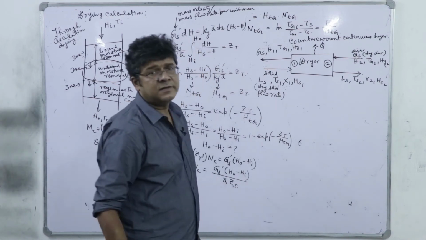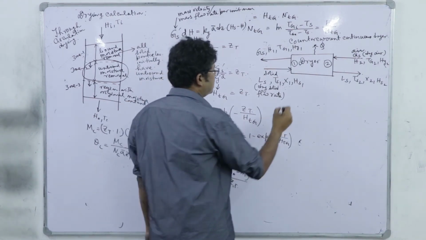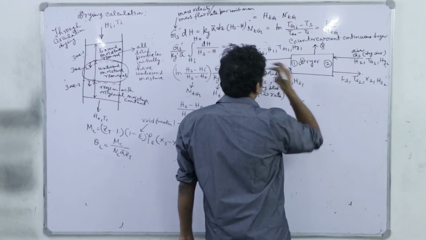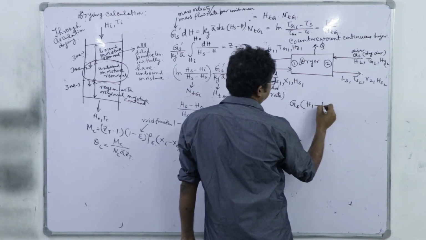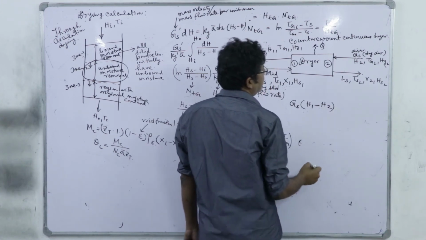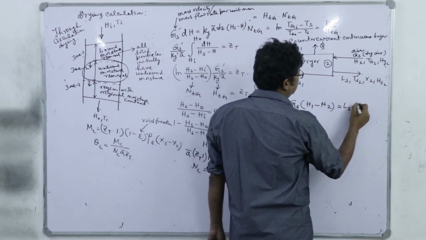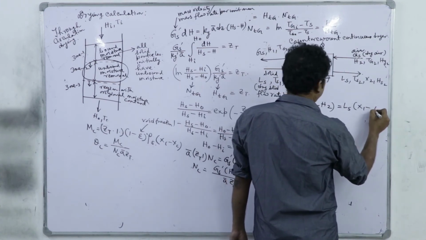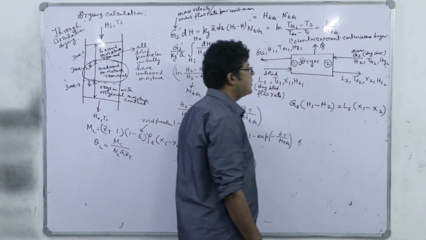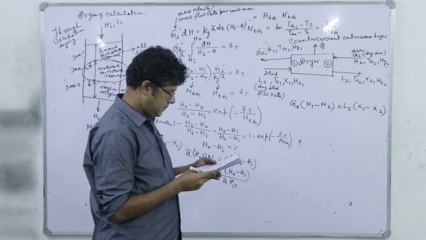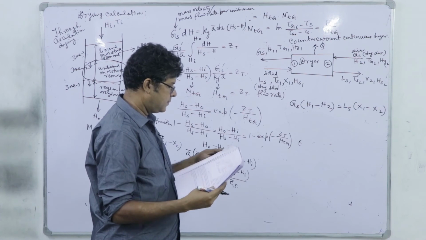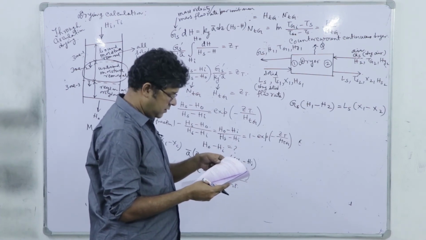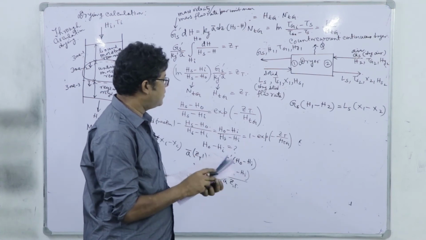So first it will be simply a water balance. The air is gaining water, so GS into H1 minus H2, right, must be equal to LS into X1 minus X2. So GS into H1 minus H2 equals LS into X1 minus X2.